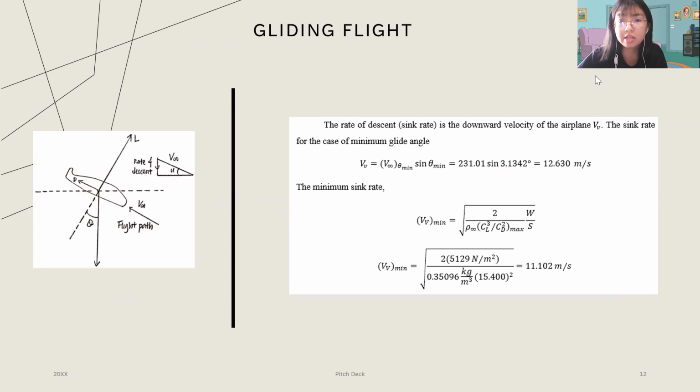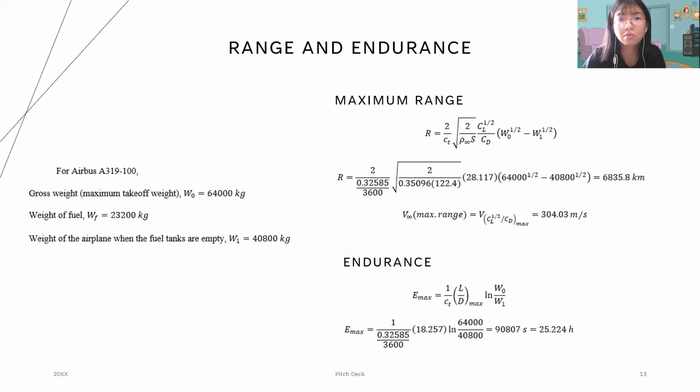The rate of descent, or sink rate, is the downward velocity of the airplane. The sink rate for the case of minimum glide angle is about 12 meters per second, while the minimum sink rate is about 11 meters per second. So the values are super close. What are the range and endurance? Our maximum range is around 9,000 km, while our endurance is about 25 hours.